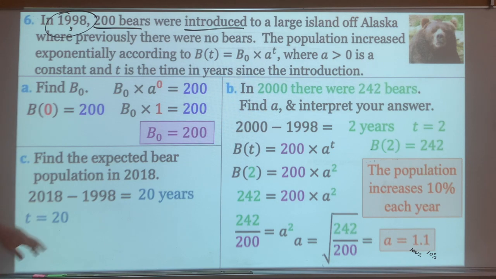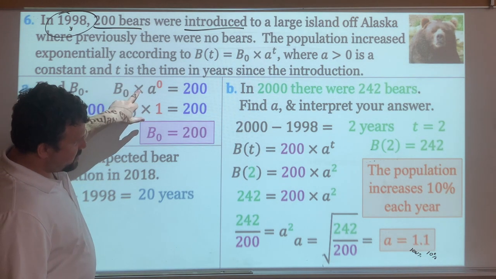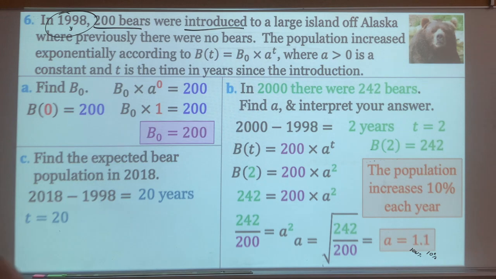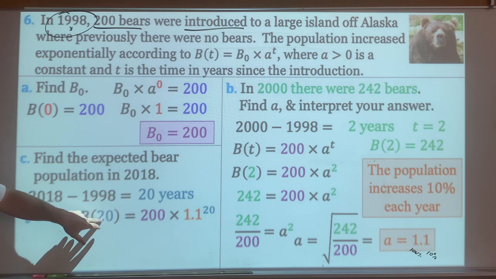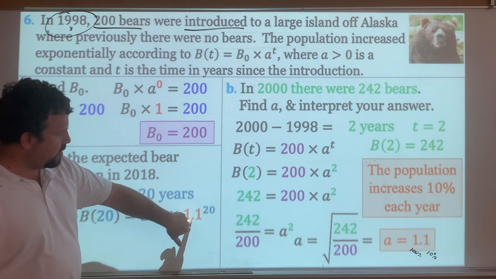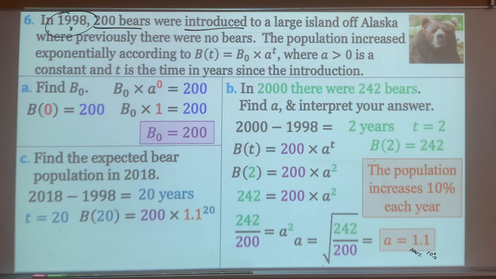And what's our equation? 200 times 1.1 to the T. So B of 20 equals 200 times 1.1 to the 20th power. Right? B of 20 equals 1,350. So about 1,350 bears are there after 20 years. Just starting with 200, after 20 years, you're up to over 1,300 bears.